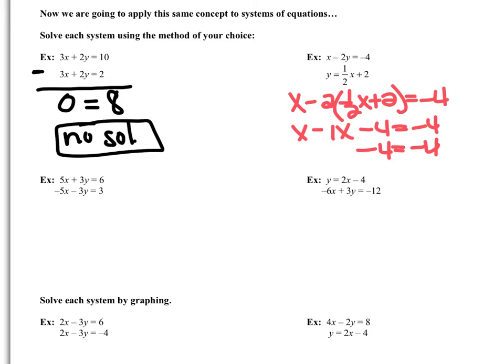And since that's a true statement, we used to say all real numbers. I'm going to talk about lower in this slide why we won't say that anymore, but what you're going to say for your answer is infinite solutions, because that's how many solutions that system has. Pause the video and try these two using the method of your choice, and press play when you're ready to check your answers.